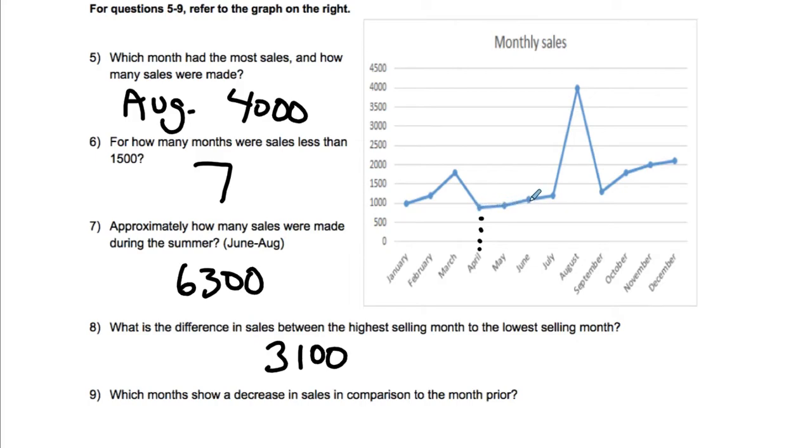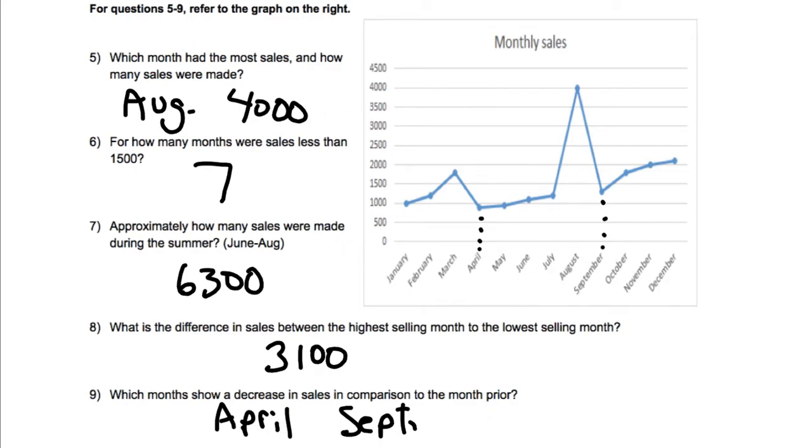So increase, increase, increase, big decrease. So it looks like September also had a huge decrease from the month prior, which was August. And then increase, increase, increase. All right, so there are really only 2 months where they decreased from the month prior, and that was April and September.